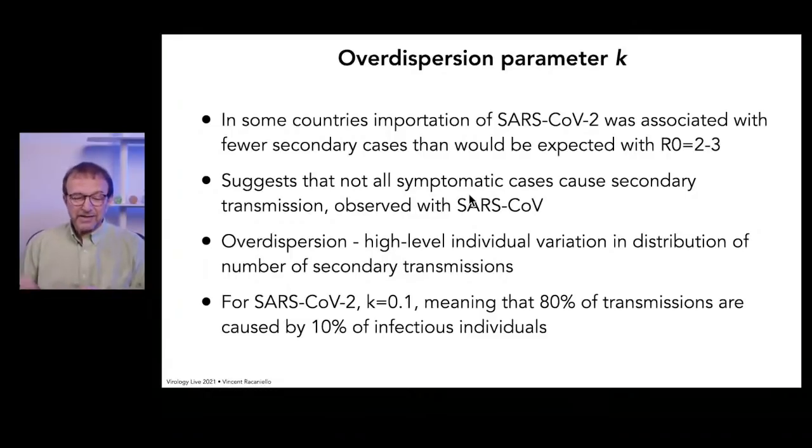And that is calculated by overdispersion. That is high-level individual variation in the distribution of the number of secondary transmissions. And that's calculated as K. For SARS-CoV-2, K is 0.1, which means, and this is amazing, 80% of transmissions are caused by 10% of infectious individuals. Why is that? They make the most virus.